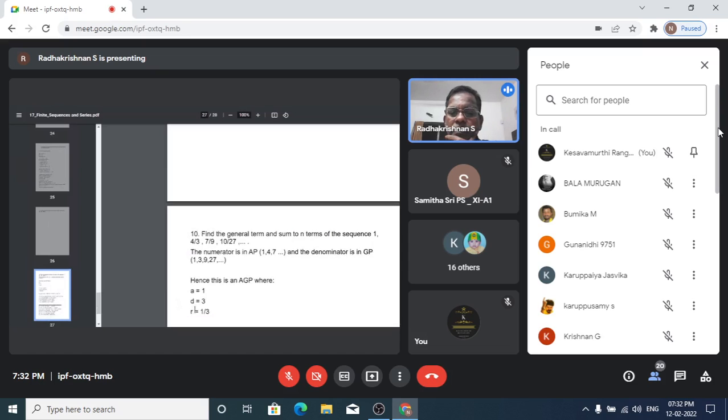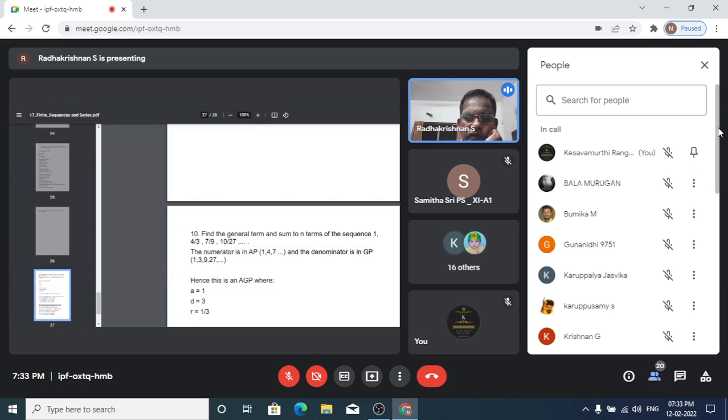it's an AGP where A is 1, D is 3, because the 1, 4, 7, D is 3. And every time it becomes 4 by 3, then 7 by 9, 10 by 27, R is 1 by 3. So it's the AGP, the Arithmetic Geometric Progression. A equal to 1, D equal to 3, and R equal to 1 by 3.